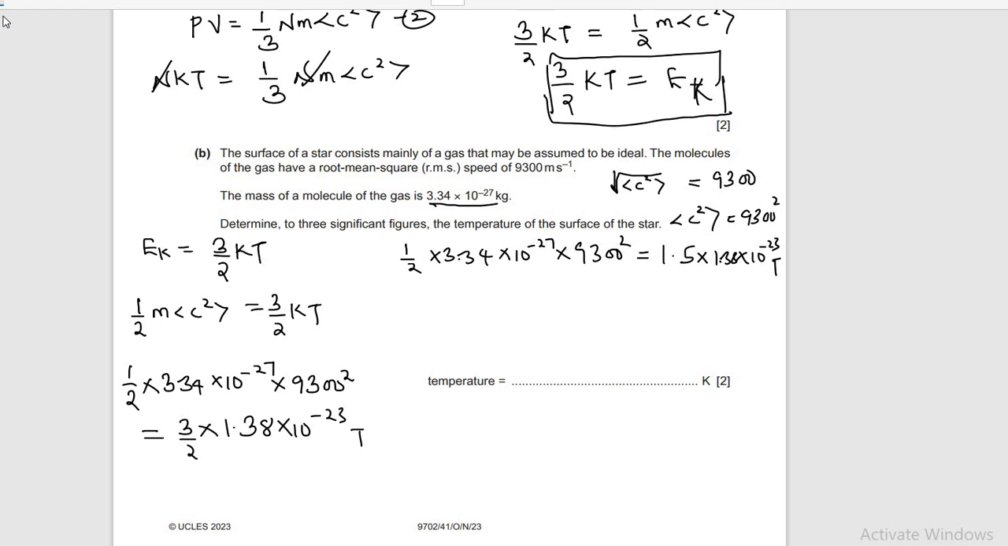Make T the subject of the formula. So T is half of 3.34 times 10 to negative 27 multiplied by 9,300 squared, divided by 1.5 times 1.38 times 10 to negative 23. Punch it in your calculator. It should give us 6,000.